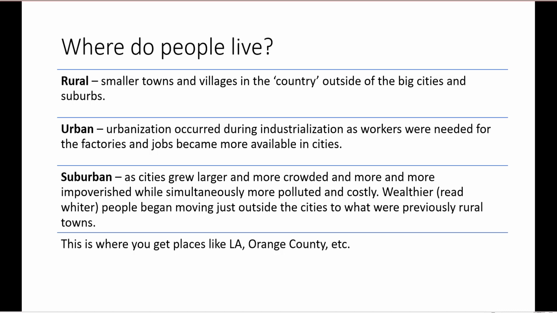Suburban areas are those areas outside of the city. So as cities grew larger and more crowded and became more and more impoverished through sometimes racialized laws, at least in the US, wealthier, and again generally whiter folks began moving just outside the cities to those previously rural towns, and began developing them, and you get the suburbs like you see in the suburbs of Los Angeles. Orange County is almost itself just a giant suburb, but you have places like Riverside, Lancaster. Those areas are also considered suburbs.